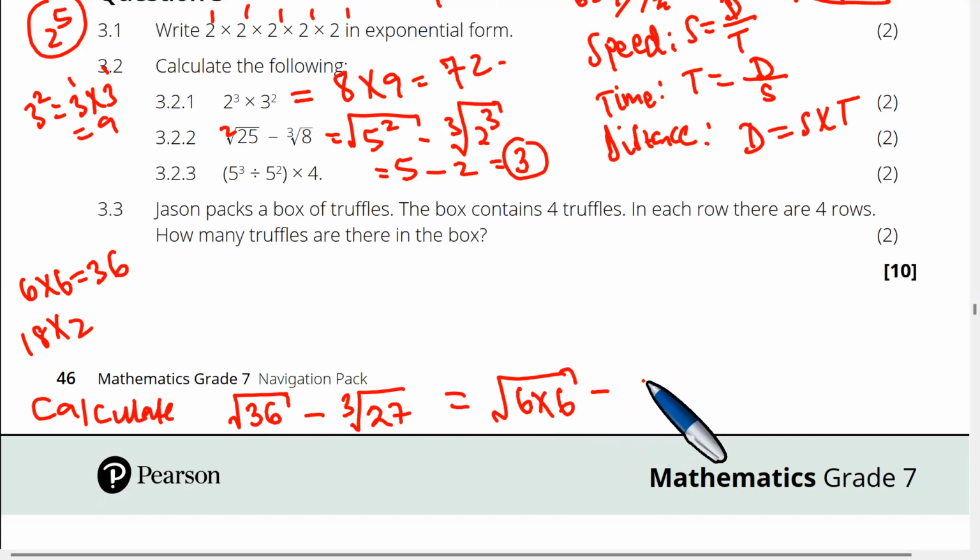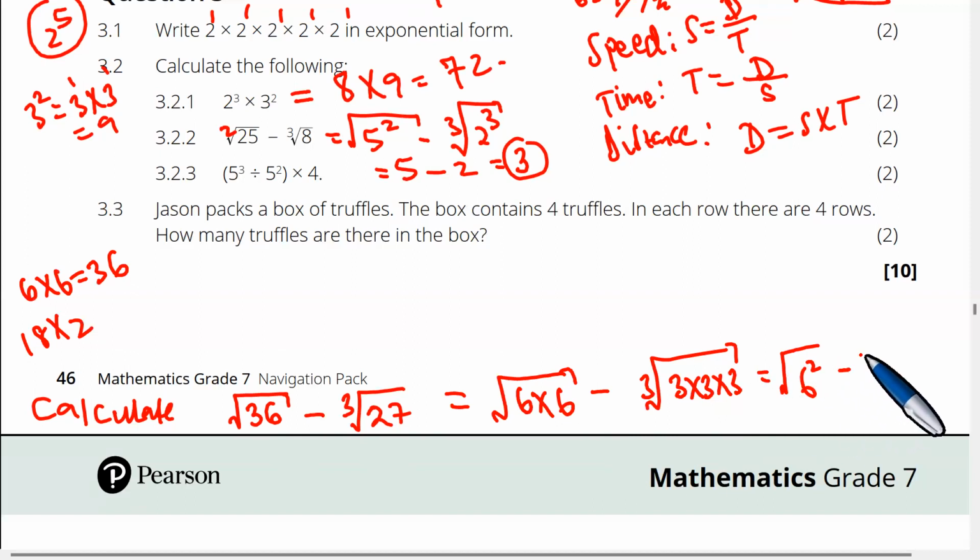And then now you go to the cube root. This one is 3 by 3 by 3. The cube root means you look for a number you can multiply with itself 3 times. So 6 by 6 is the same as 6 squared, and this is 3 cubed. The square root removes the square, giving only 6. The cube root removes the cube, the power 3, leaving us with the base. And 6 minus 3 becomes exactly 3.